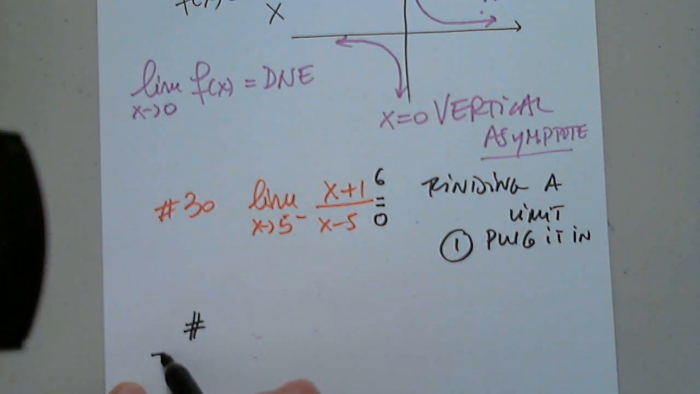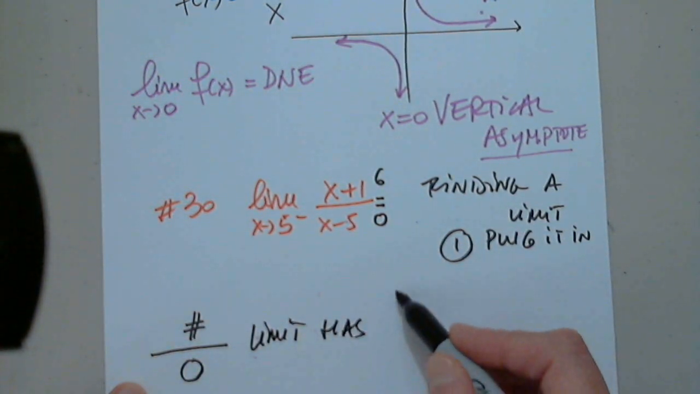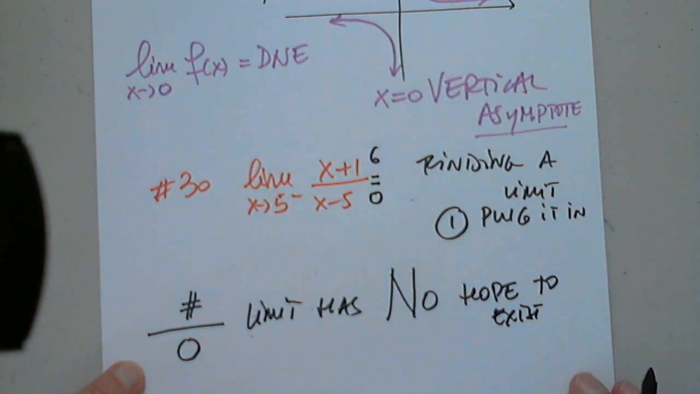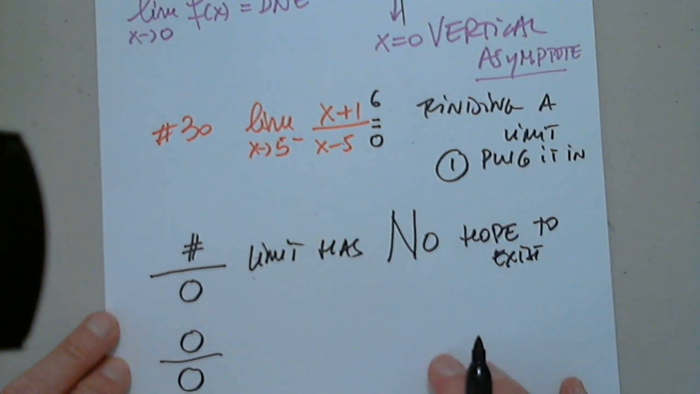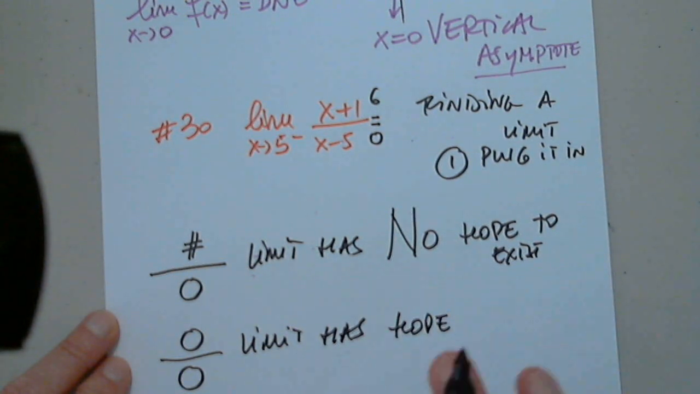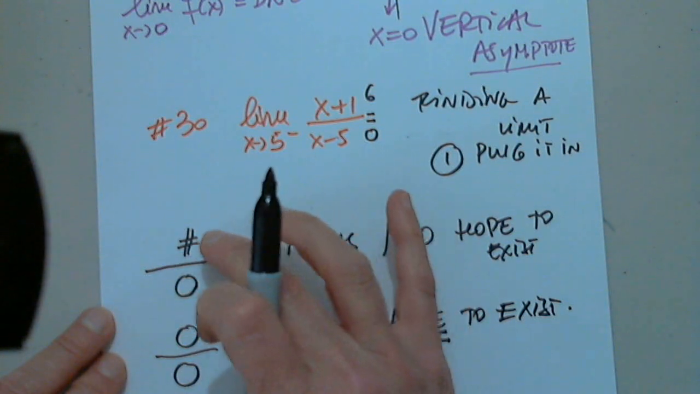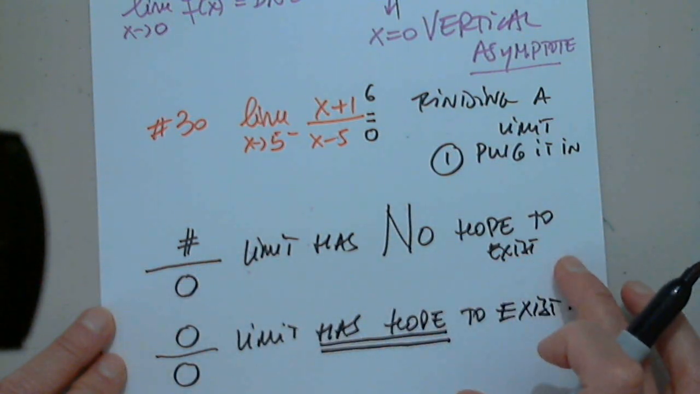I want us to understand this very important fact. A number divided by 0, the limit has no hope to exist. Ever. No hope. 0 over 0, however, the limit has hope. I'm not saying the limit exists, I'm saying it has hope to exist. I'm not guaranteeing, but I do guarantee that if it's any number except 0 over 0, there is absolutely no hope.